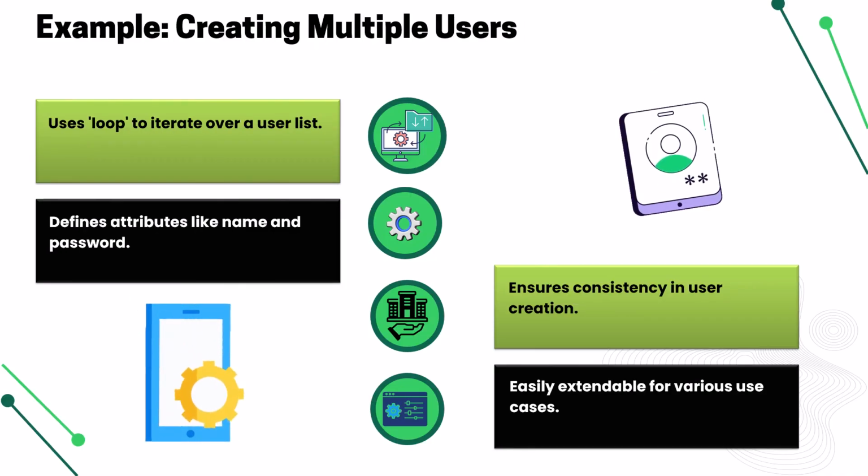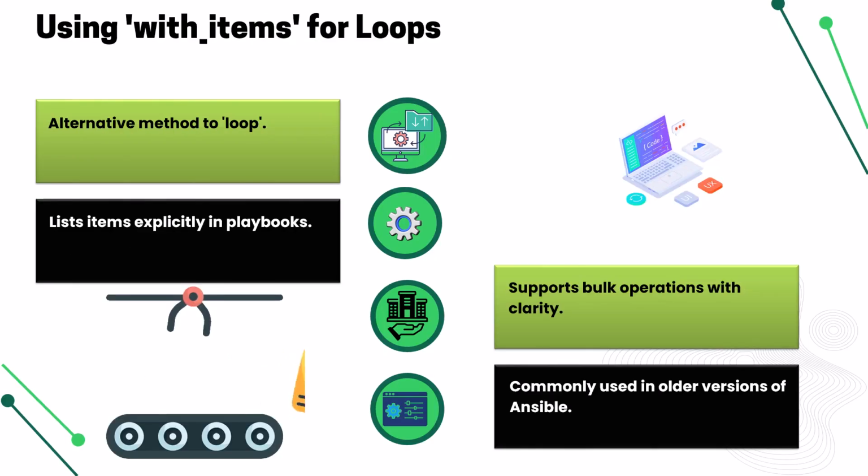A real-life example, because theory only takes us so far. This is where Ansible shines, creating multiple users with minimal effort. with_items is the classic way to loop. Think of it as the old-school method that still works like a charm. If you ever encounter older Ansible scripts, this will come in handy.